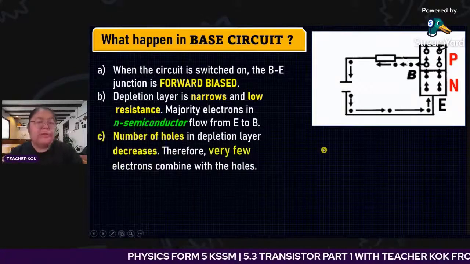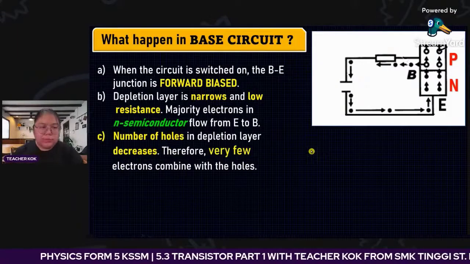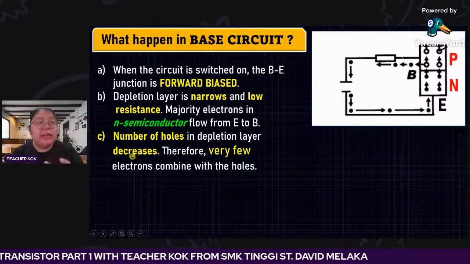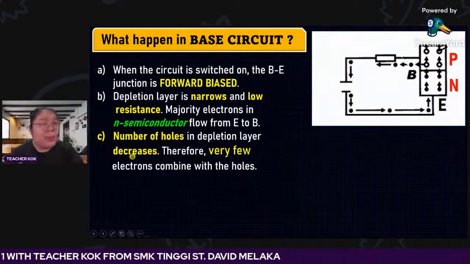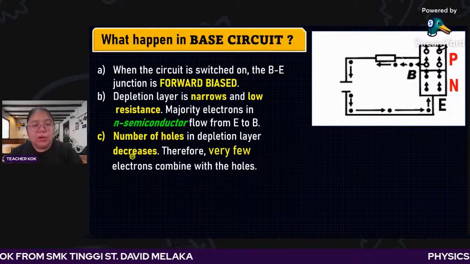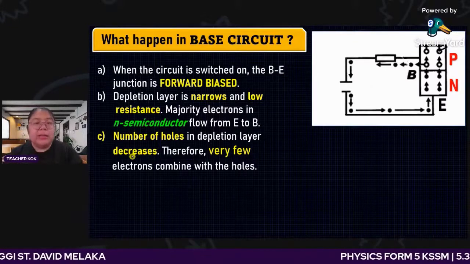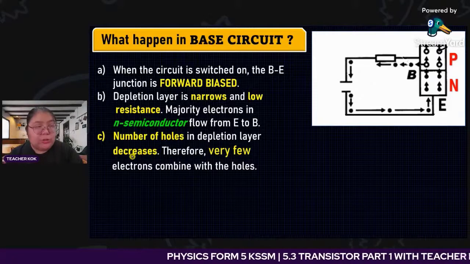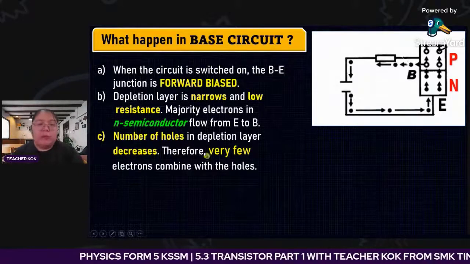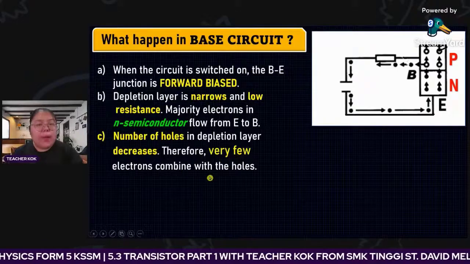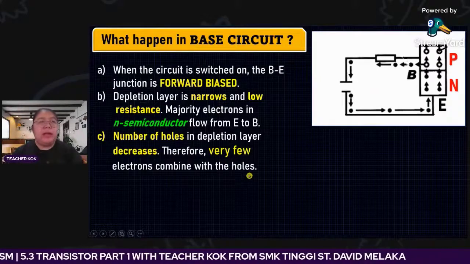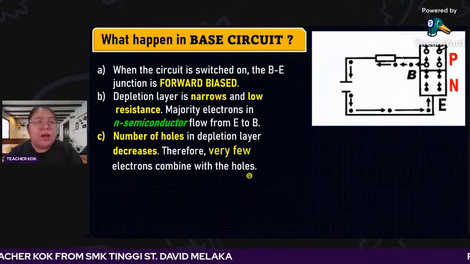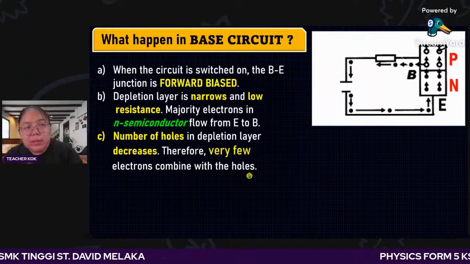Focus on the C. The number of holes in the depletion layer decreases. When the electrons jump, they go through to the holes, then the holes in the depletion layer become fewer because they are covered by the electrons. Therefore very few electrons combine with the holes. The electrons combine with the holes, then the holes are finished, and the electrons are extra. Agree? Because you have just a few holes.